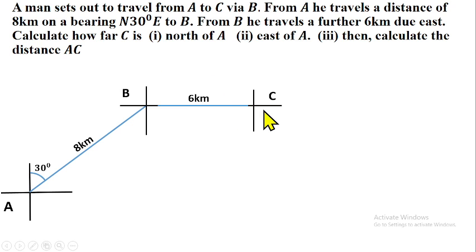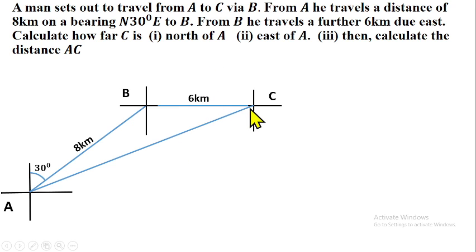So then what do you do now? You join C to what? To A, as you can see. Then the question says we should calculate how far C is north of A. Majority of the students here will find this question challenging, but it's very simple. Having done this now, calculate how far C is north of A.